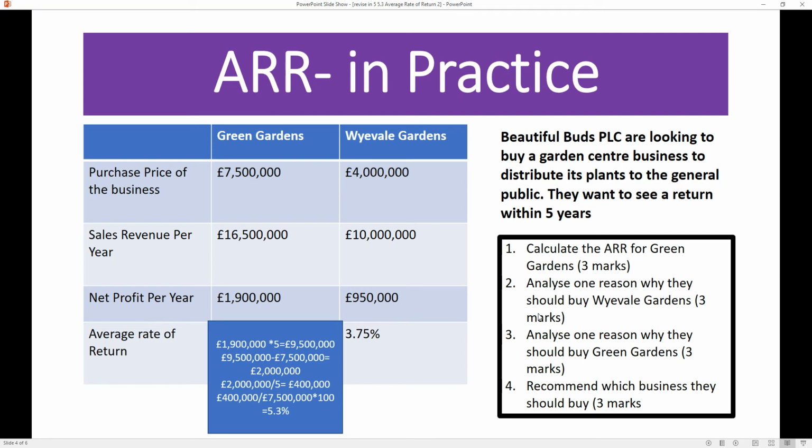Okay. So that answers question 2. Okay. And then you might be asked which business they should recommend overall. I might go with Green Gardens myself, higher average rate of return. Okay, they can probably raise the finance quite easily because they are a PLC. Okay, so you need to discuss answers like that.